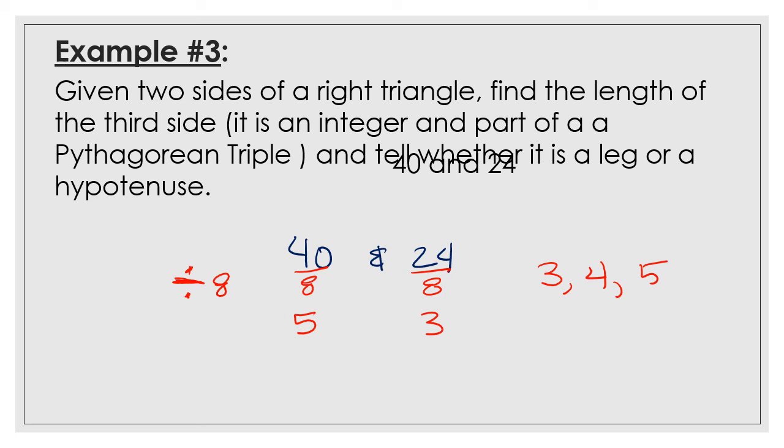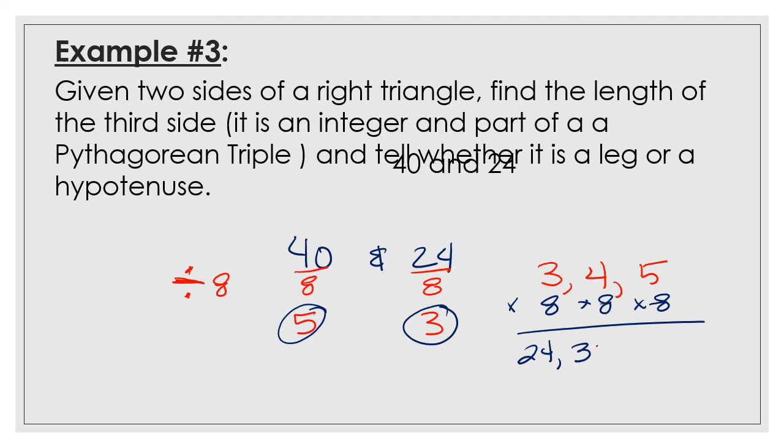Now if I want that middle side, since I divided by 8 to get these two numbers, if I multiply everything by 8, I'll go back to my original side lengths. So 3 times 8 is 24, 4 times 8 is 32, and 5 times 8 is 40. So that would be the 3 sides that they are looking for. Here we have a leg, here we have a leg, and here we have a hypotenuse, because the hypotenuse is always going to be the longest side.